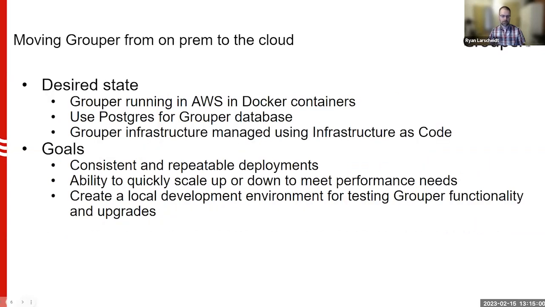So our desired state was to run Grouper in AWS in Docker containers. We had been running other services in IAM in Docker containers, dozens of services actually at that point, but Grouper was one of the last ones to move. And for running the database in the cloud, we were going to switch from Oracle to Postgres. Seemed like a nice transition, and also with our plans to run midPoint, with Postgres being the only supported database for later versions of midPoint, that made sense.